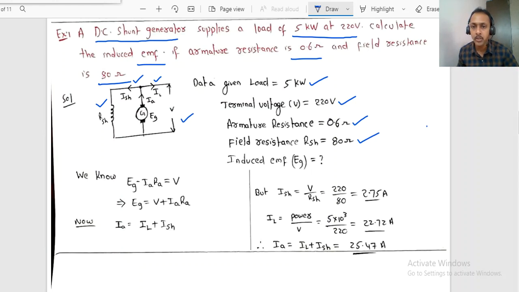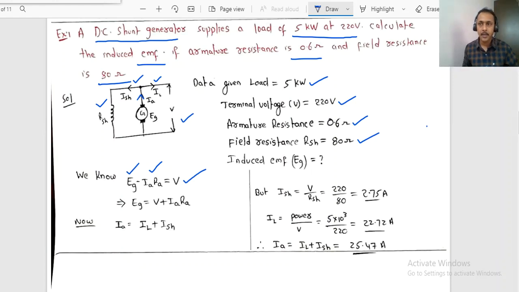Clear? Now the induced EMF EG. If you observe here, with respect to the generator, out of the entire generated voltage EG, IA RA is the drop. The remaining will be available at the load, V. EG minus IA RA, the drop, equals V. Right? Now EG equals how much? V plus IA RA. EG equals V plus IA RA.